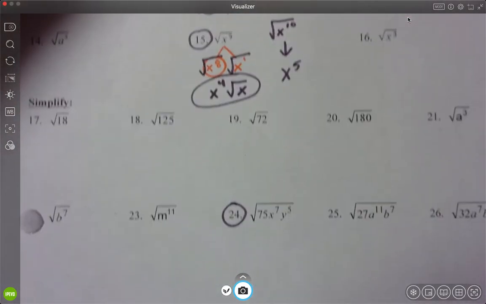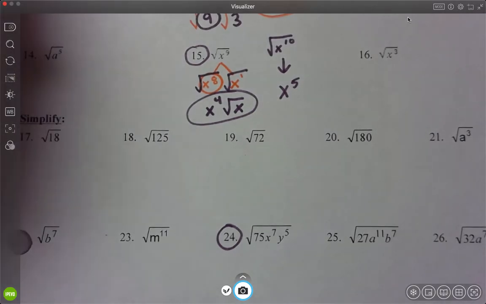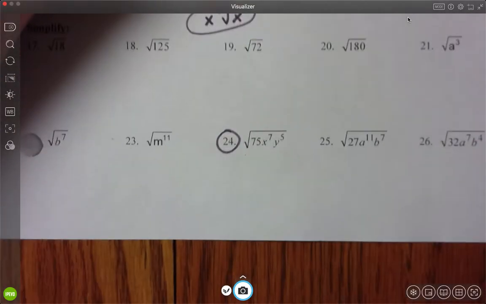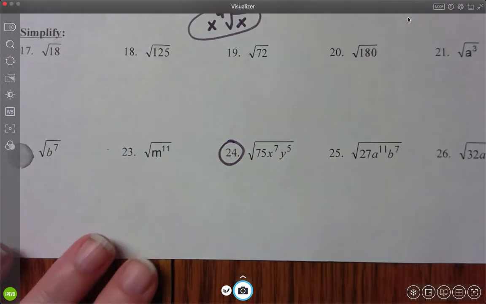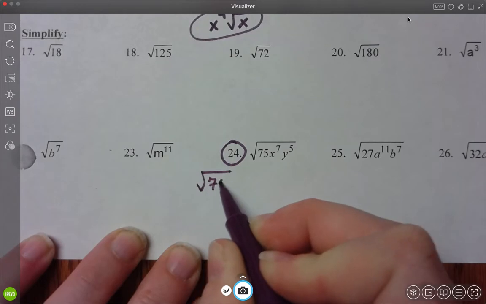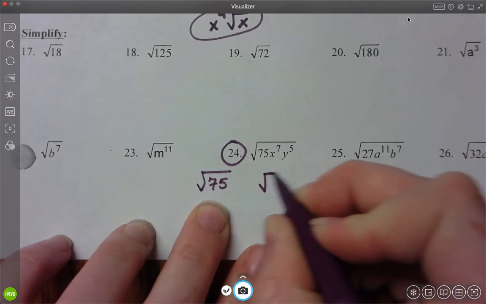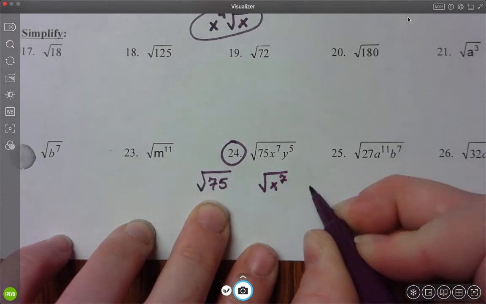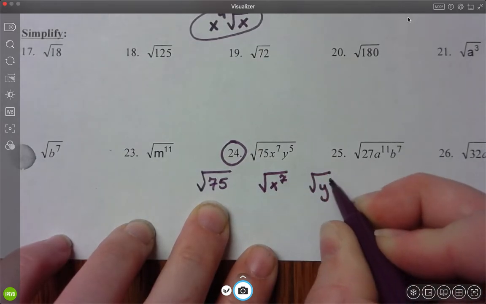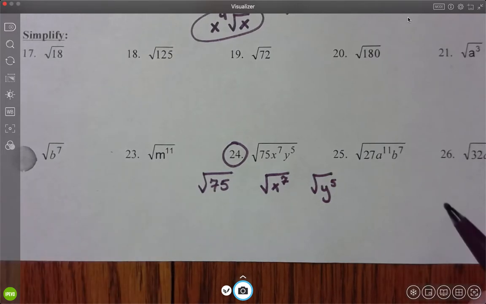All right, so let's go down and do number 24. This is one that I want to do. This one does not come out nicely, so I like to break it out into 3 pieces here. I'm going to do the 75, the x to the 7th power, and the y to the 5th power. That's what I'm going to break it off into, 3 pieces. And then I'm going to do each piece individually and then put them back together.